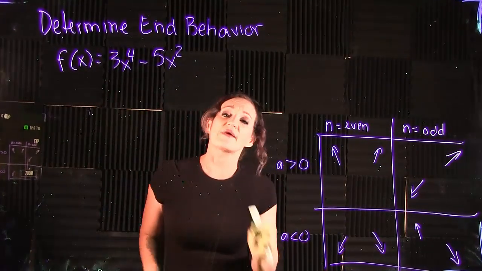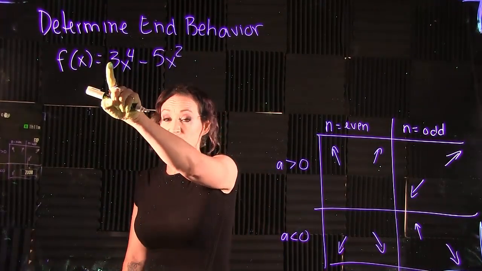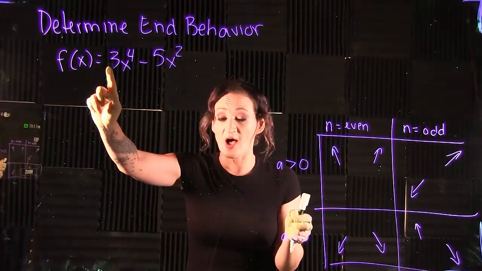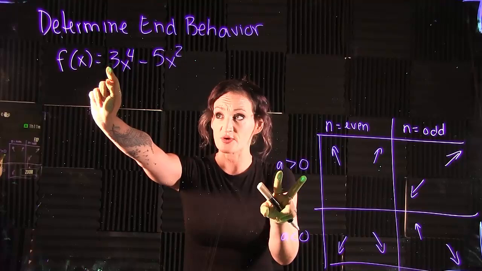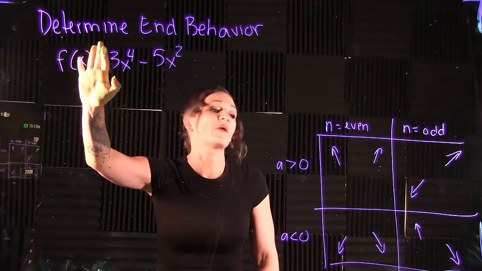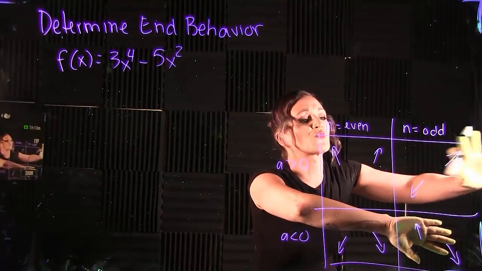Now, you have to pay attention to two things. Is it positive? Is it negative? If it's positive, that's when A is greater than 0. If it's negative, A is less than 0. Our function is positive, so we're going to be taking a look at this top row over here.